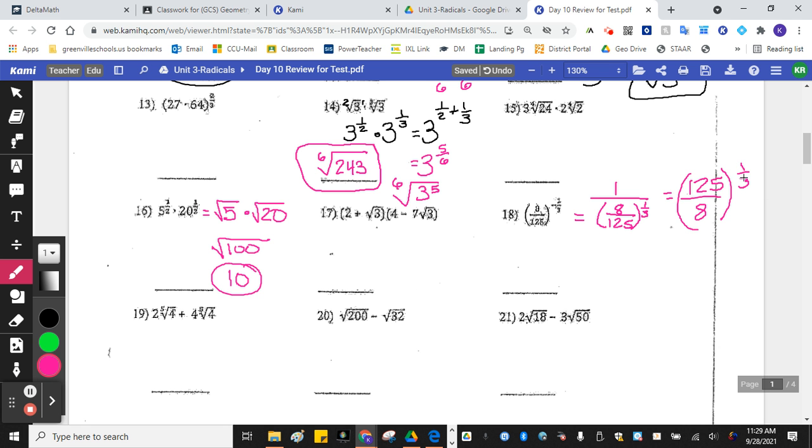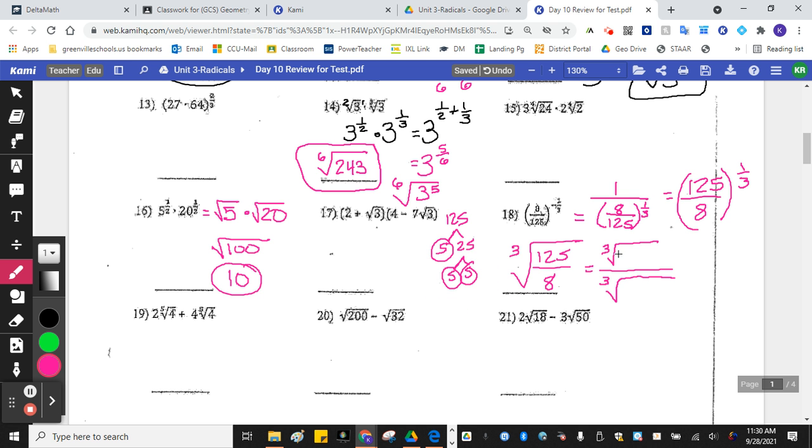And then 1/3 is cube root. So we're taking the cube root of that. The cube root of 125 and the cube root of 8. Breaking down 125. 125 is 5 times 25, and 25 is 5 times 5.